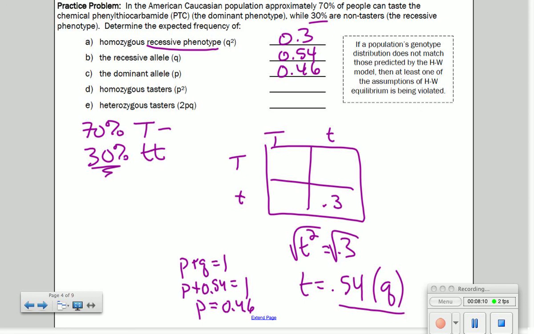And then it says homozygous taste testers. So P squared is 0.2116, because I took 0.46 squared. And then finally, my heterozygous taste testers, I'm going to take 2 times my P, which is 0.46, times my Q, which is 0.54, and I should get a number around 0.49.